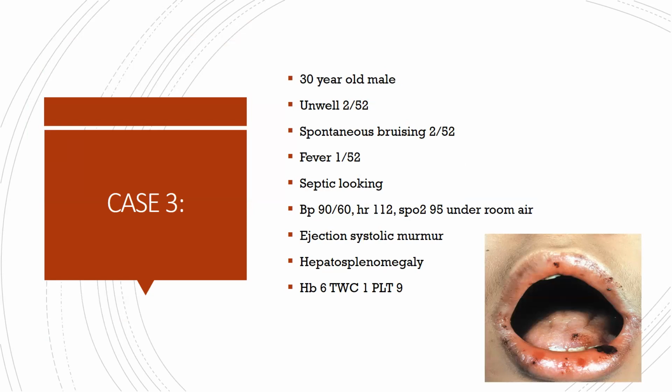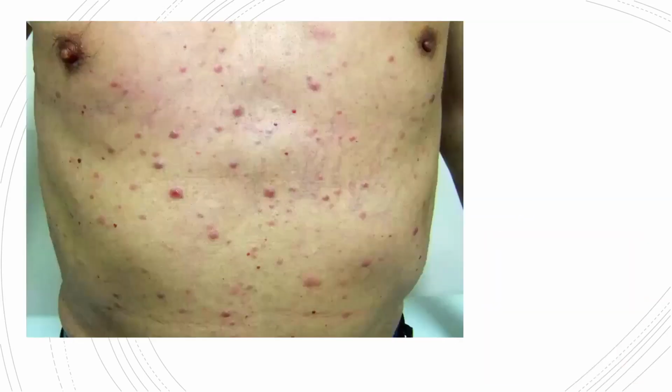And then on examination, you can see that the mouth of the patient has some necrotic patches on the lips and also the tongue. Next, we can see in the examination of the skin there's a disseminated erythematous papulonodular lesion. So there's this disseminated erythematous papulonodular rash.